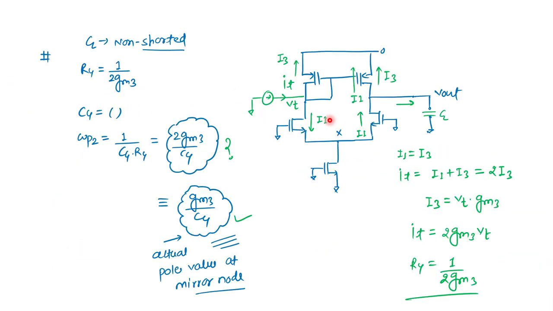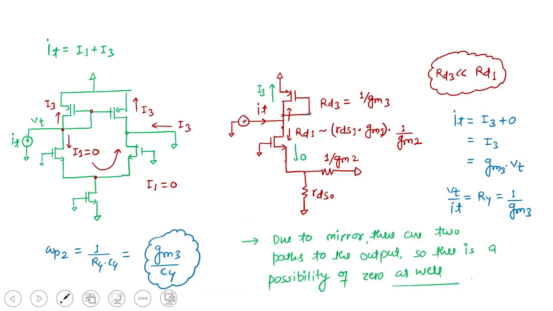Now we'll see what exactly I1 and I3 are. Actually, I1 should be 0 and I3 is a non-zero value which is equal to IT only. So why I1 should be 0, I can say here. If I consider this half side of the structure, the top side is M3, and when we look up at RD3, meaning looking into the drain of M3, the impedance is nearly 1 upon GM3. And what about RD1?